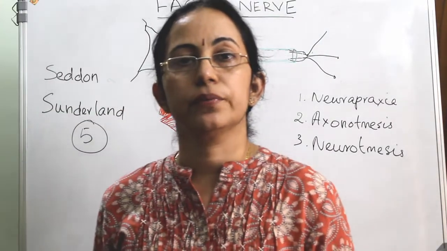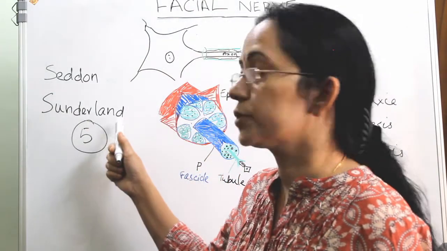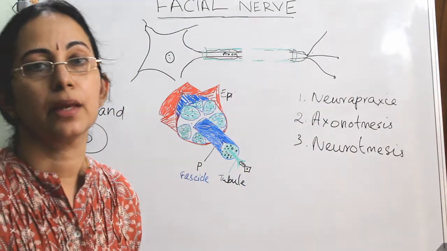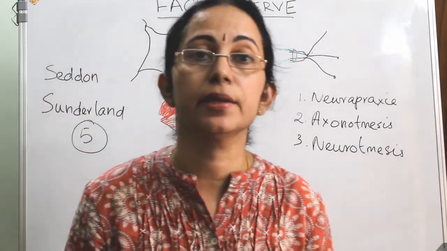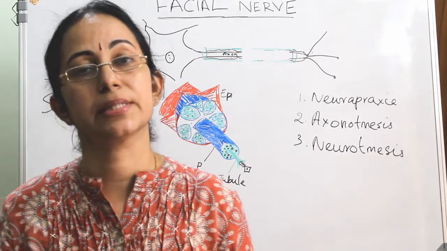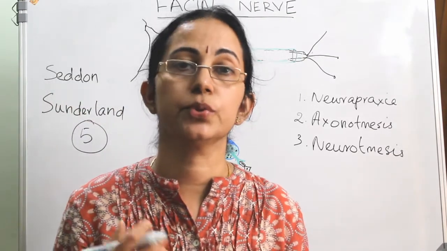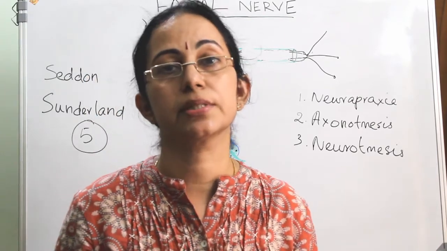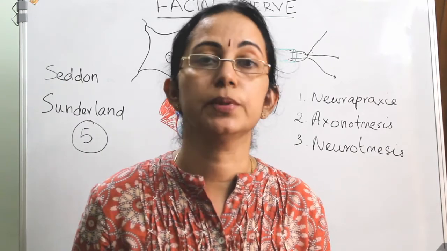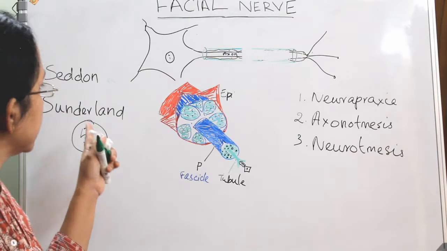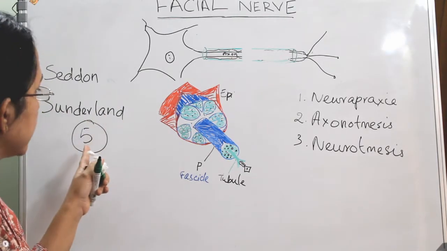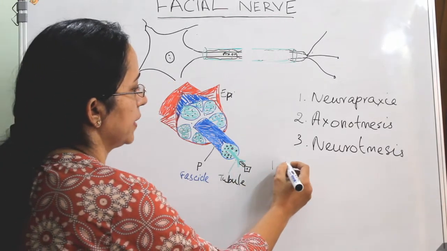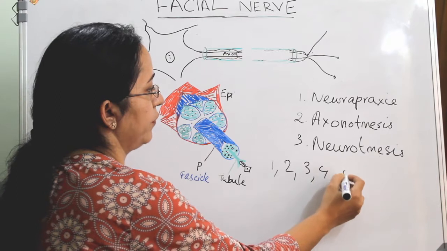A detailed classification of nerve injury was proposed by Sunderland, and according to him there are 5 types of nerve injuries. His classification is mainly for traumatic facial nerve palsy, but Seddon's classification can be applied to all types of nerve injuries, whether due to trauma, infections or pressure effect by tumors. Sunderland's classification is a better classification. According to that, there are 5 degrees: first, second, 3, 4 and 5.